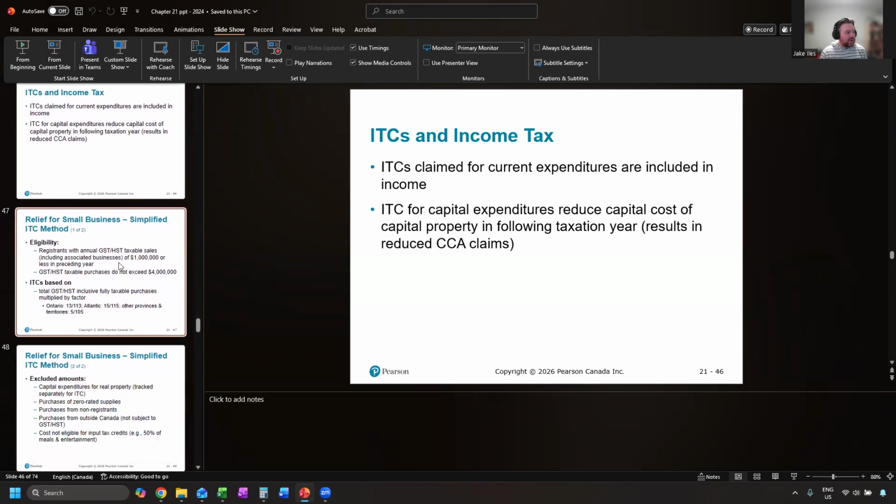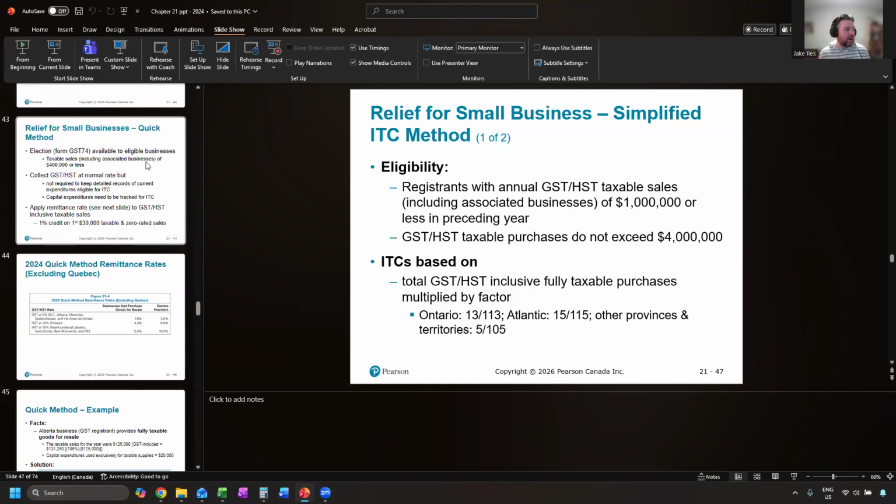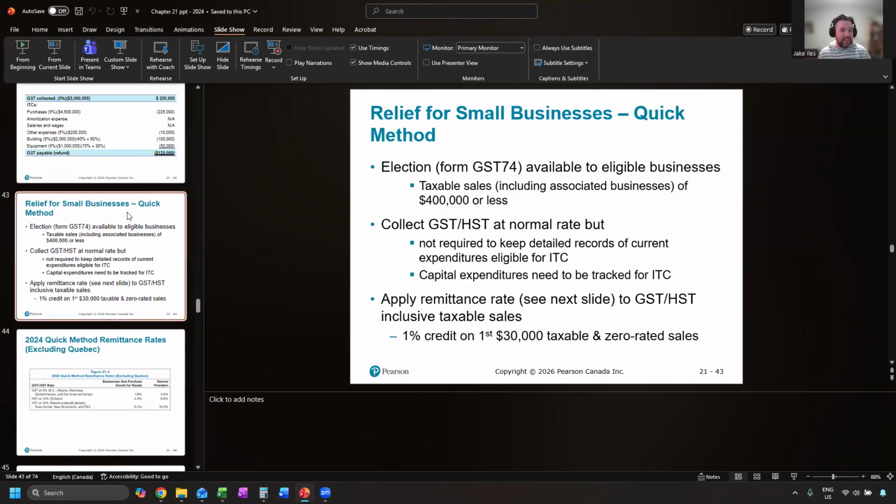There is an alternate method called the simplified ITCs. We're not going to go into this too much. Basically, you just tally up your expenses that apply sales tax and you just apply that 13%, say, one time. But I don't think we have any questions where we really apply the simplified input tax credit method towards you guys. So I would say focus on understanding that regular method for calculating HST. Try to understand the quick method. Those are the questions that are most likely to come up.